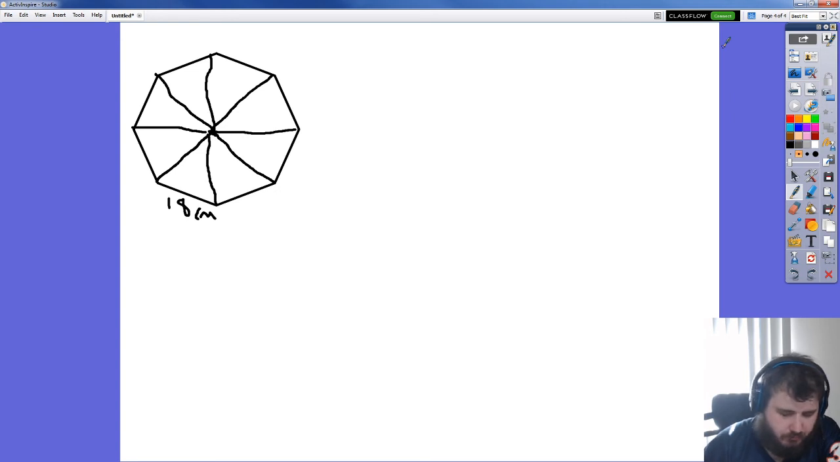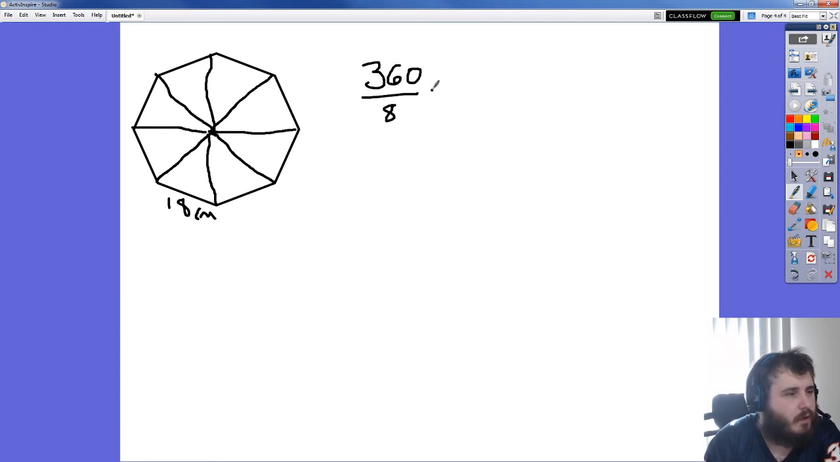So I guess the easiest thing to find first is the angle in the middle. You look here and you've got all these slices, and each of them are the same, and together they make a full circle, right? A full circle is 360 degrees. Each of these is the same, and there's 8 of them. So to find this angle in the middle, we can do 360 divided by 8, which ends up being 45.